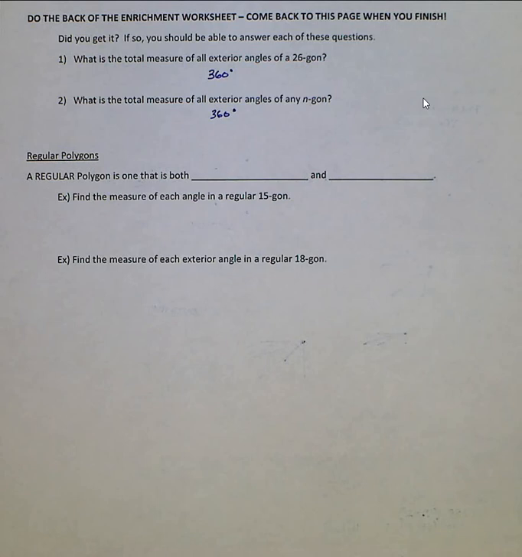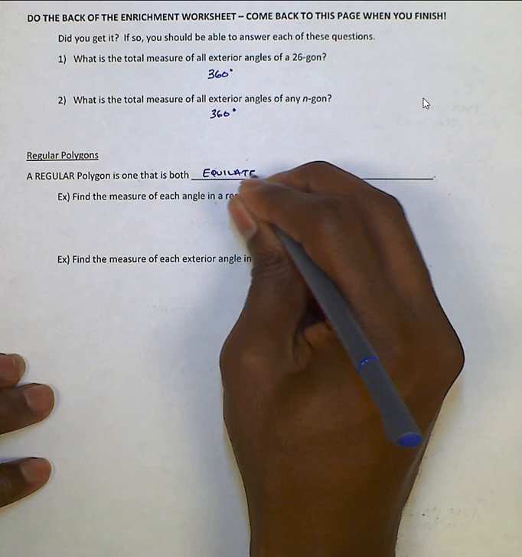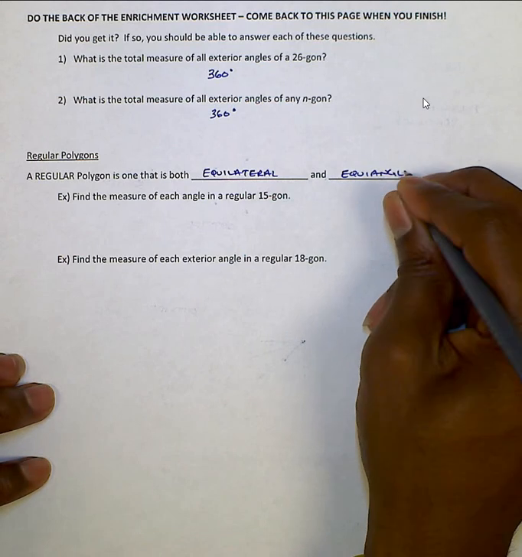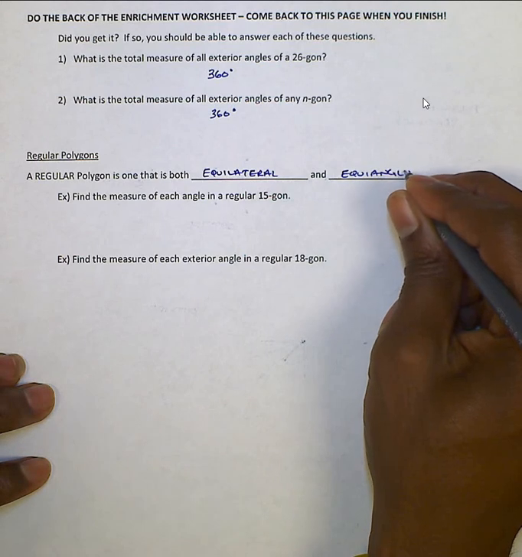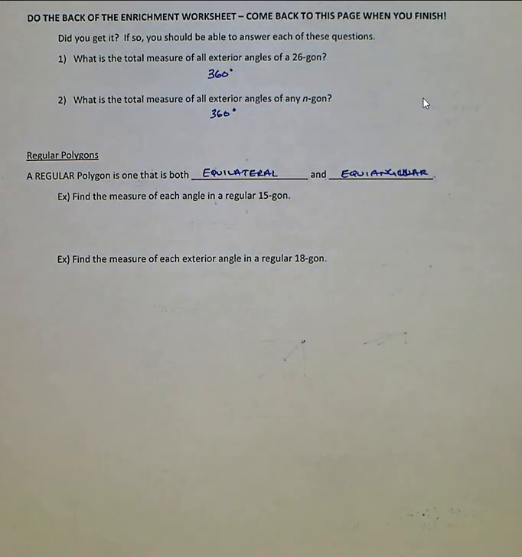Not too much of an equation there. All right, regular polygons. A regular polygon is one that is both equilateral and equiangular. A lot of people, when you say regular, think that means normal. That does not mean normal. Regular means that all the sides and all the angles are the same. So we'll use that to find some missing values for our angles and sides even. But today we'll focus on angles.